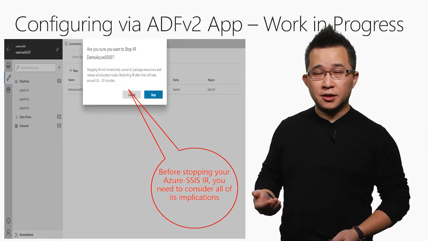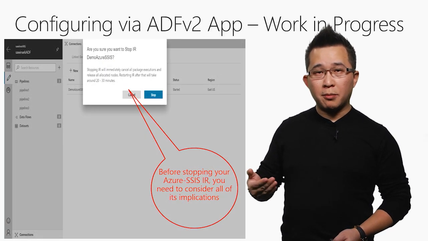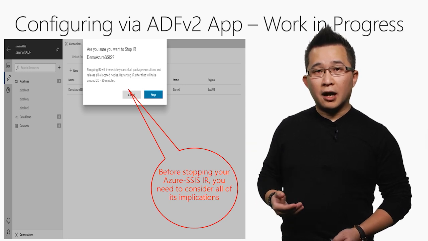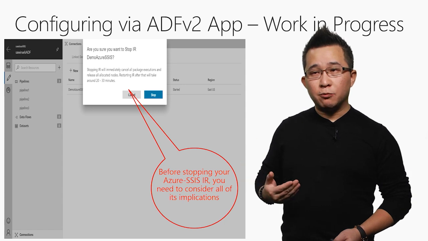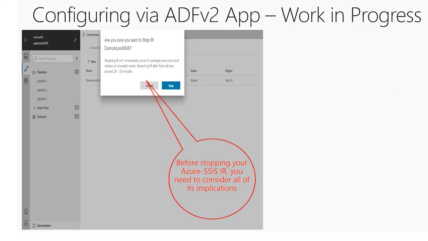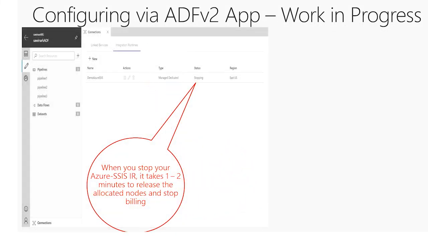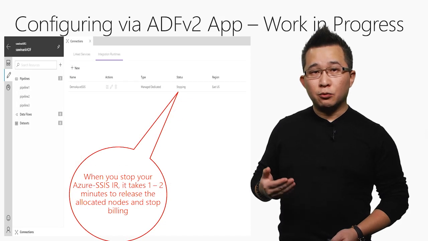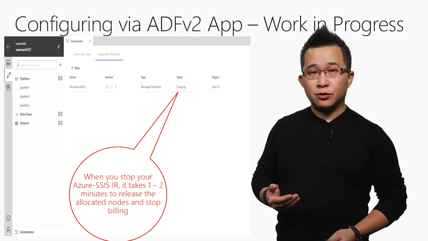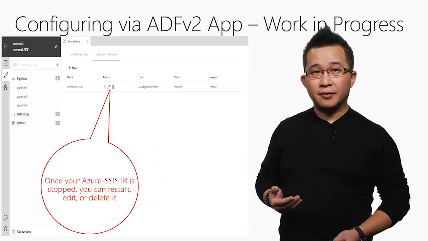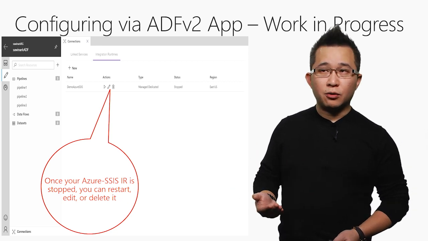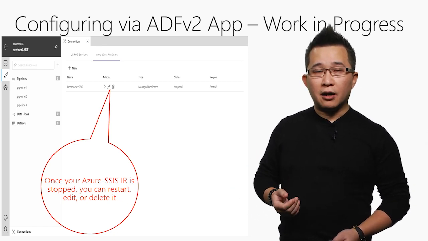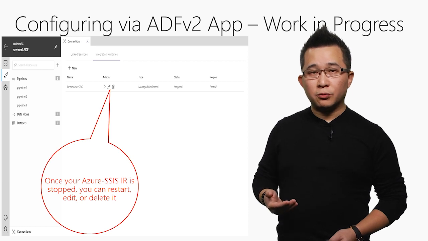You can stop the service, but each time you stop and restart the service, there is about a 20 to 30 minute delay for restarting the node resources. When you stop your Azure SSIS IR, it will take about 1 to 2 minutes to release these resource nodes. Once it is done, you can edit the IR to change the node size or the node type, etc.